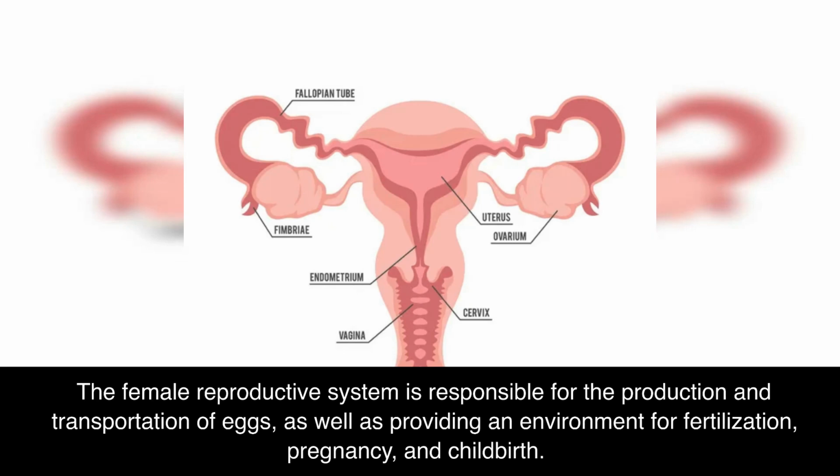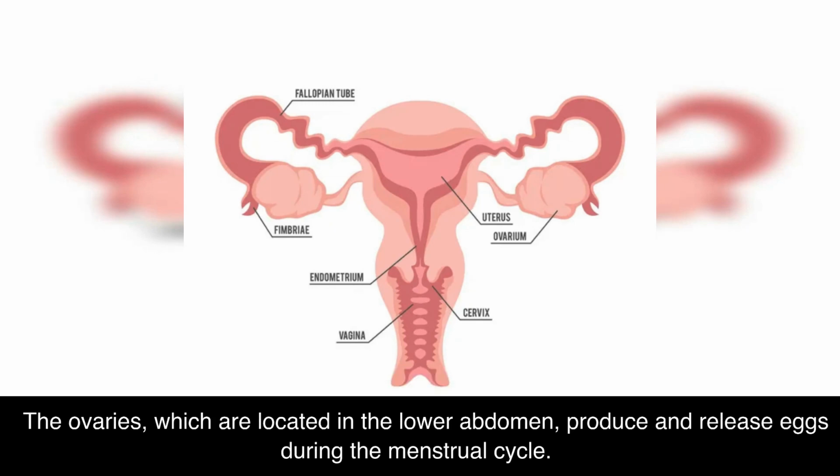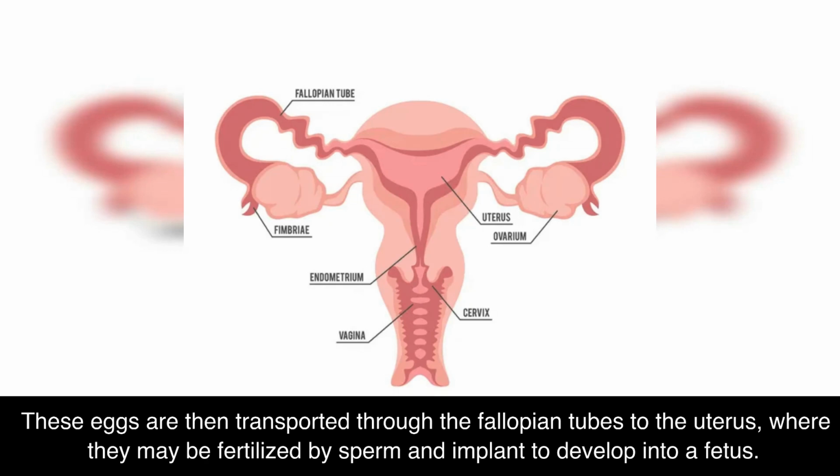The female reproductive system is responsible for the production and transportation of eggs, as well as providing an environment for fertilization, pregnancy, and childbirth. The ovaries, which are located in the lower abdomen, produce and release eggs during the menstrual cycle. These eggs are then transported through the fallopian tubes to the uterus, where they may be fertilized by sperm and implant to develop into a fetus.